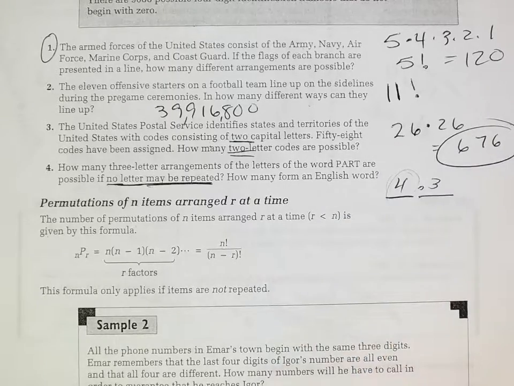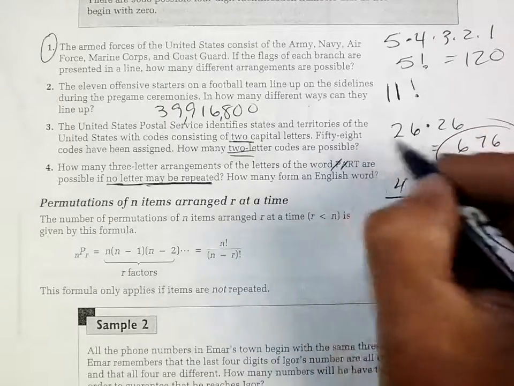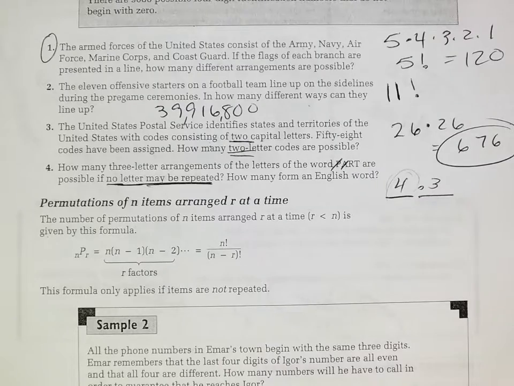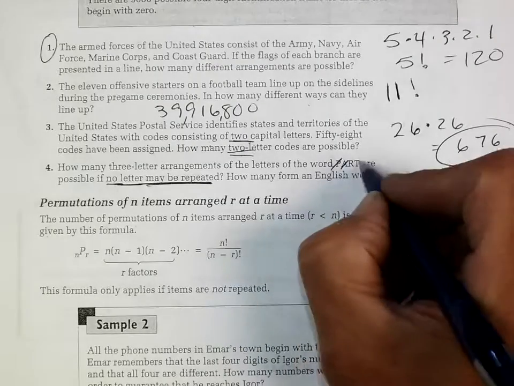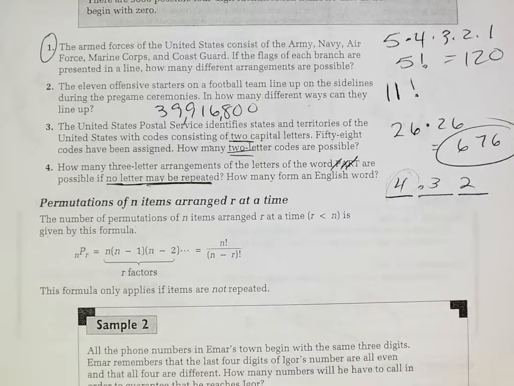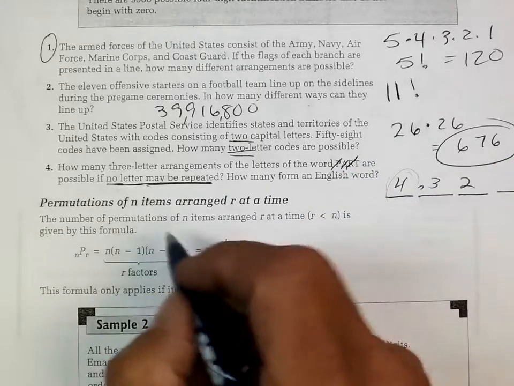So they can't be repeated. So let's say I pick the A. How many choices would be left? 2, right? And then if I pick the R, then how many choices are left? Just 1, okay?